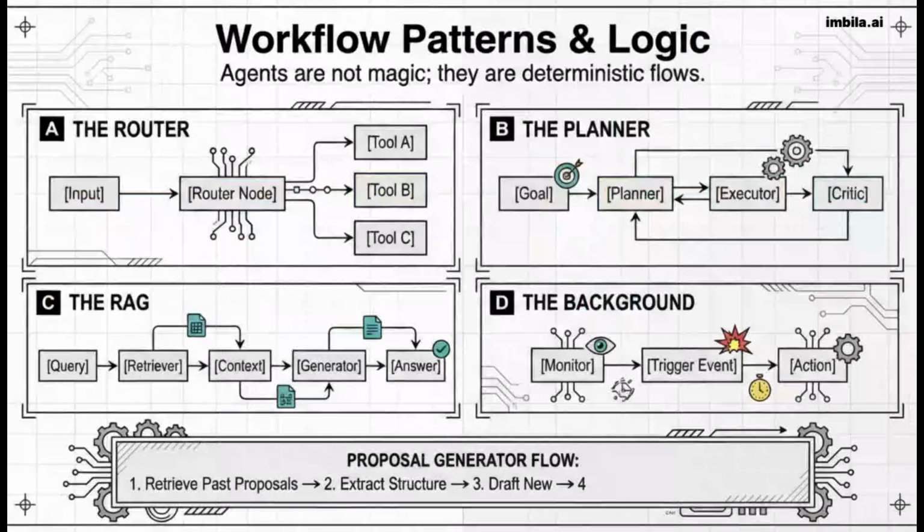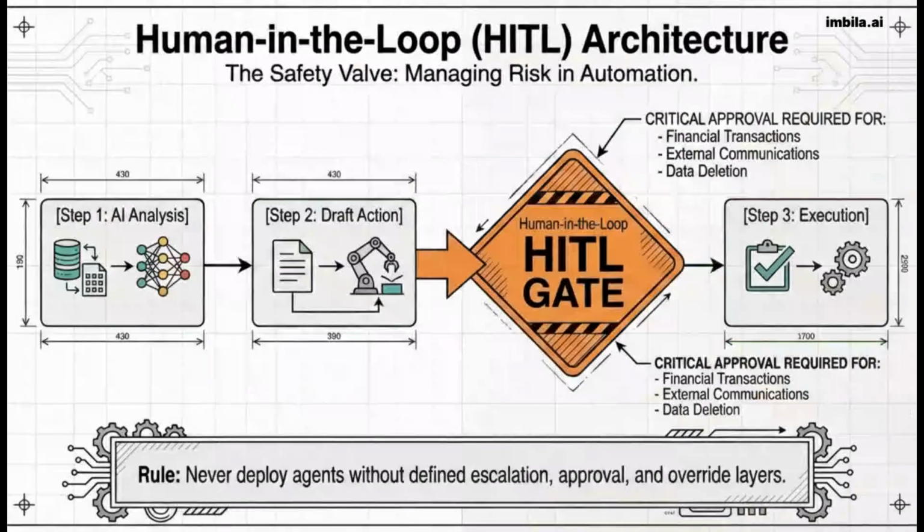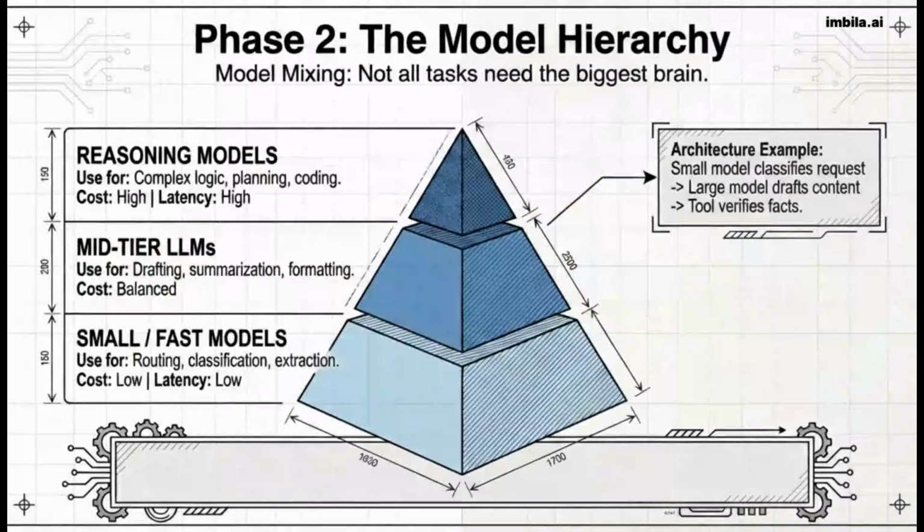Agents aren't magic, they follow deterministic logic patterns. Whether it's a router that directs tasks, a planner that breaks them down, a RAG system for retrieval, or a background monitor, you need to map the flow explicitly. Crucially, for high-stakes actions, we implement a human-in-the-loop architecture. An agent can analyze and draft, but for financial transactions or external communications, a HITL gate serves as a necessary safety valve before execution. Moving to Phase 2, we look at the model hierarchy.